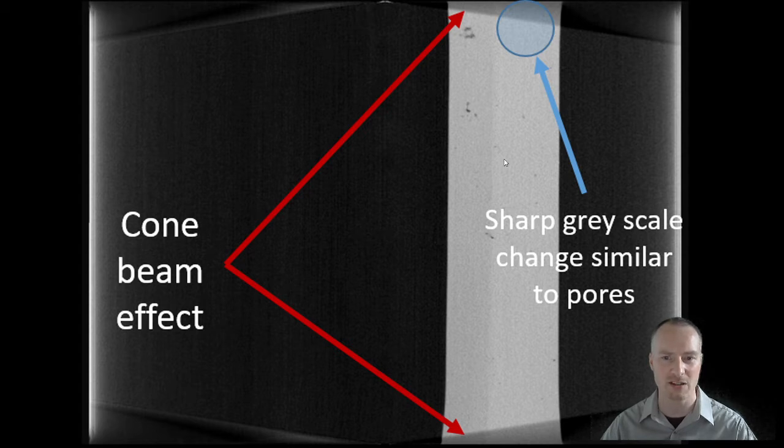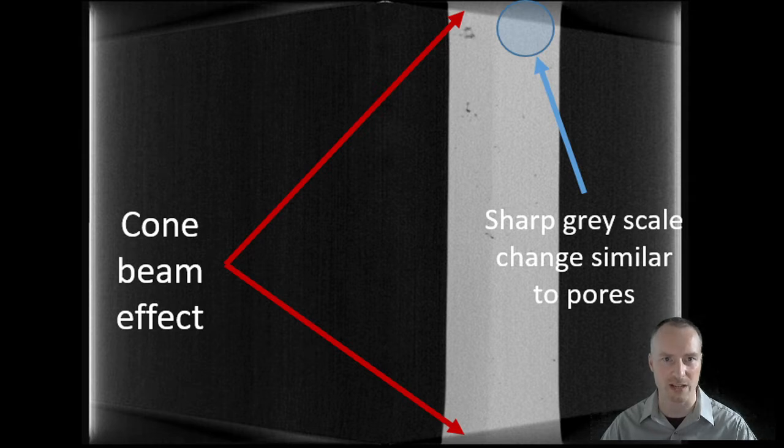The cone beam effect causes a number of issues with post-processing. We can see here the areas which are affected by the cone beam effect have a darker grey pixel value. These are very similar to the pores within the component which we are trying to analyse. So separating these during the segmentation stage will be very difficult.